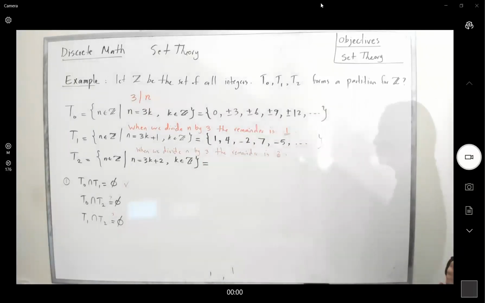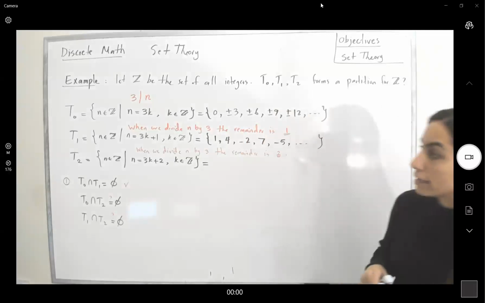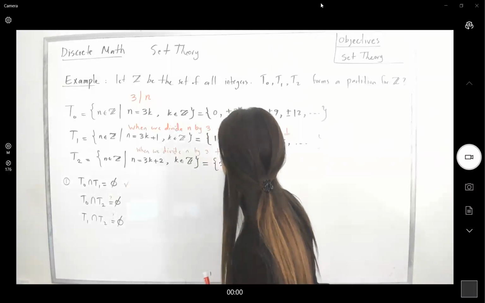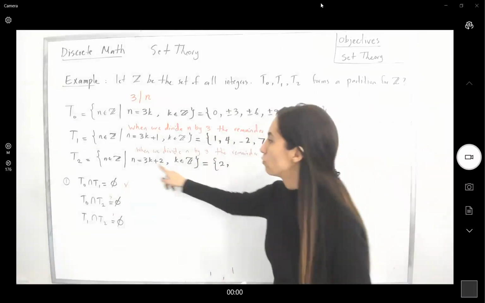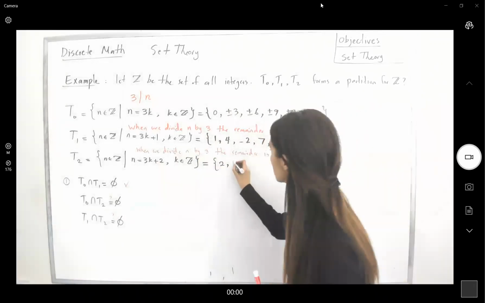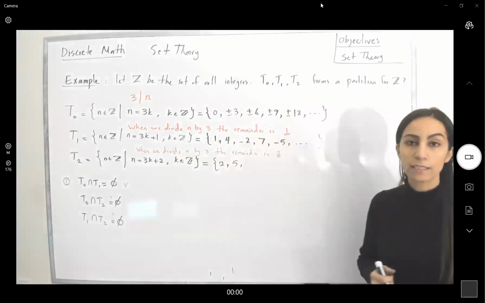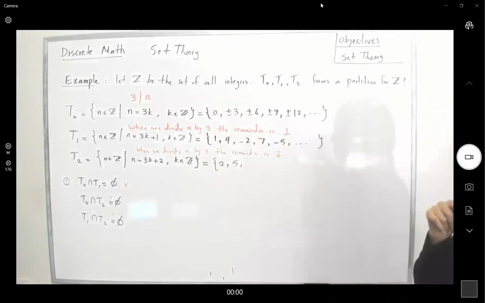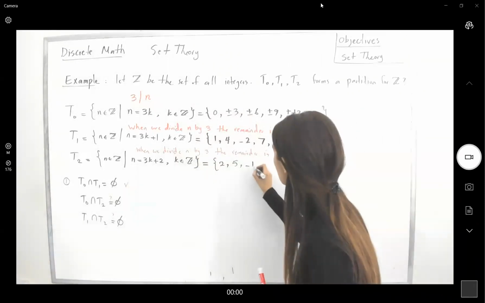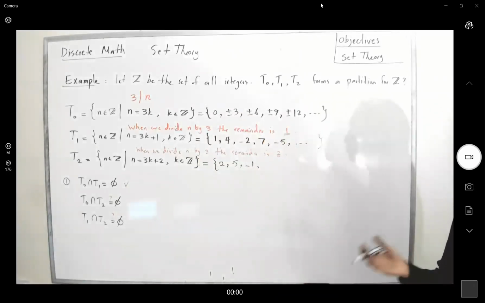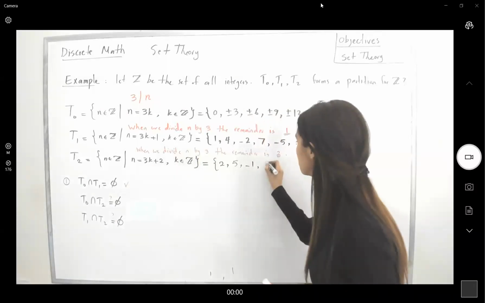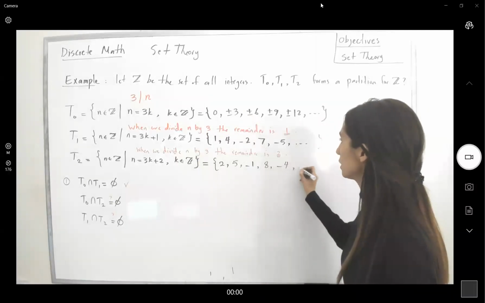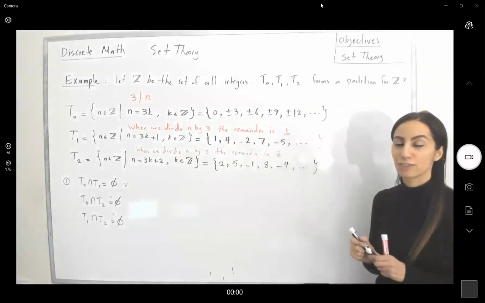If k is equal to 0, n is equal to 2. If k is equal to 1, we get 5. If k is equal to negative 1, we get, let's see, 3k, we have negative 1. Very good. Then if you plug in k is equal to 2, we get 8. When k is equal to negative 2, we get negative 4. And the rest of these values.